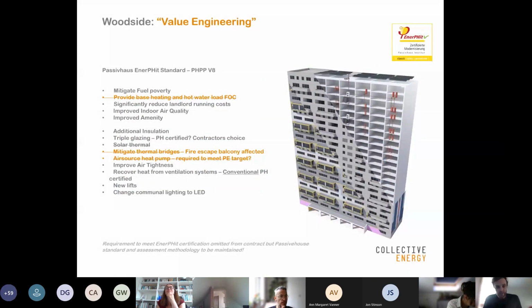There was value engineering required. When we went out to tender, we went beyond what we knew the budget would be, but we were mindful that if there was value engineering, we didn't want to compromise the fabric first approach. So the things that were removed were the add-ons, the renewables. We had a communal solar thermal air source heat pump and distribution for heating and hot water, and that got removed to meet the budget, which wasn't a huge loss in the grand scheme of things. And then we also had to look at some of the thermal bridges, which were adding quite a cost to try and resolve.